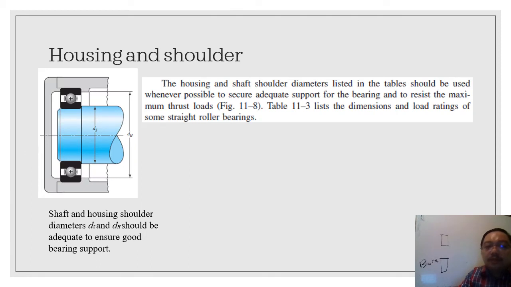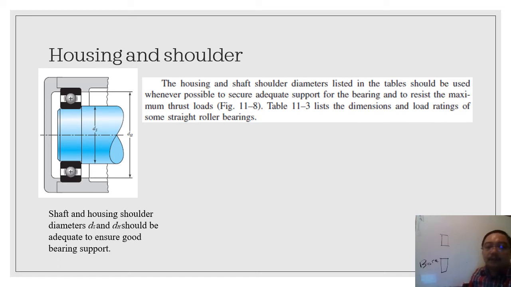Housing and shoulder. For the housing and shaft shoulder, this table should be used whenever possible to secure support for the bearing and to resist maximum thrust load. Figure 11.3 lists the dimension and load rating of some straight roller bearings. As we discussed before in the video for the shaft chapter, and also in the screw chapter, the function of the shoulder is to provide resistance to vibration.